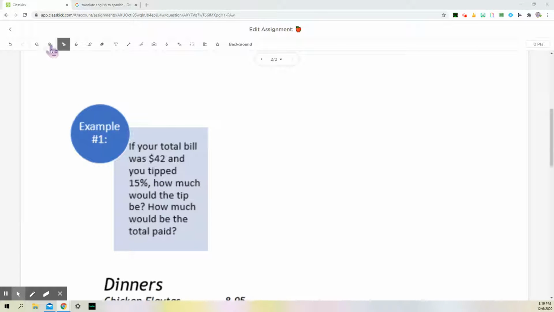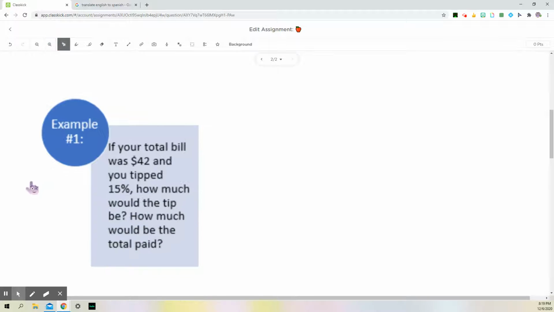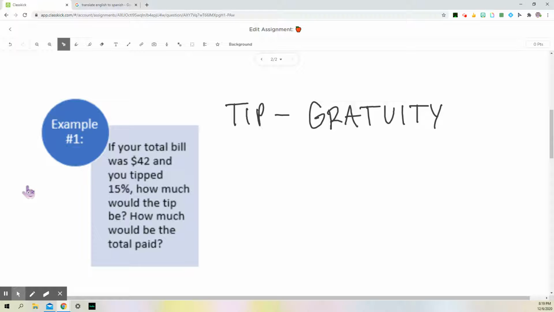If your total bill was $42 and you tipped 15%, how much would the tip be? And how much would the total paid be? And I want to point out that another word for tip, you might also see the word gratuity. Gratuity means a tip, okay?